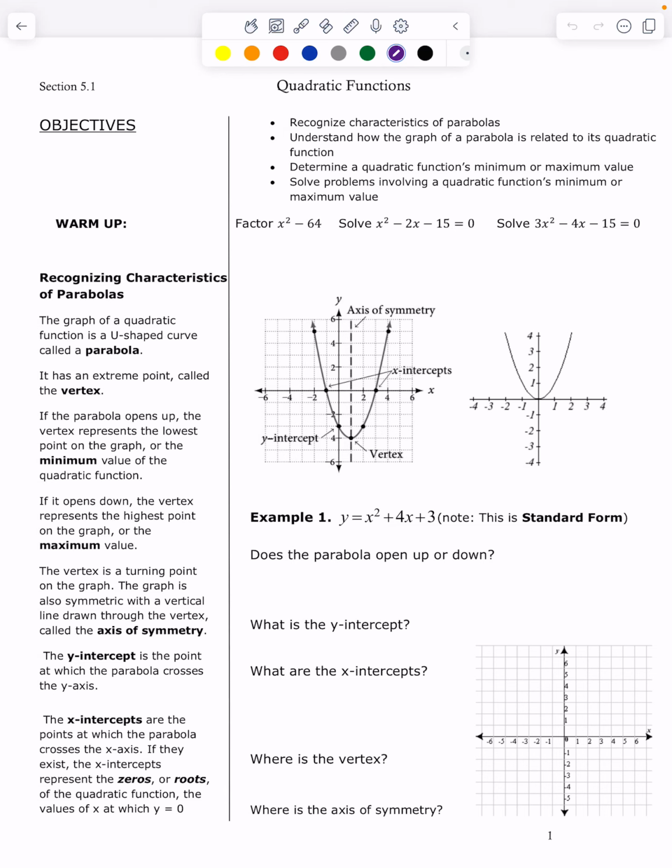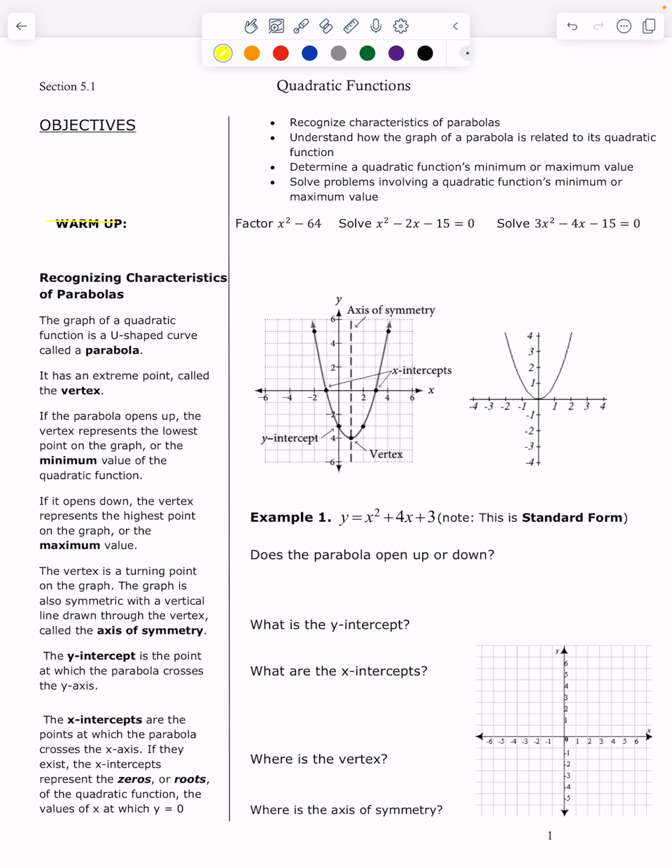Here are the 5.1 notes. These are quadratic functions. Start with a quick warm-up. So this would be a good time to pause the recording, go ahead and factor.